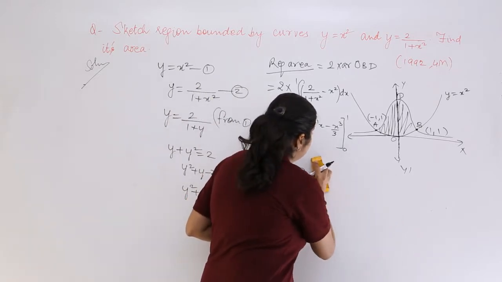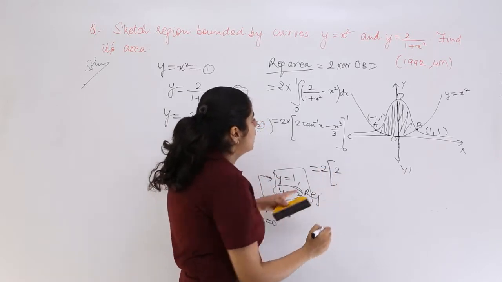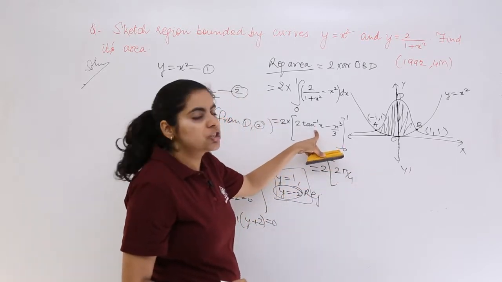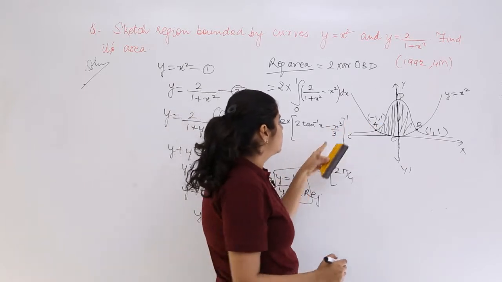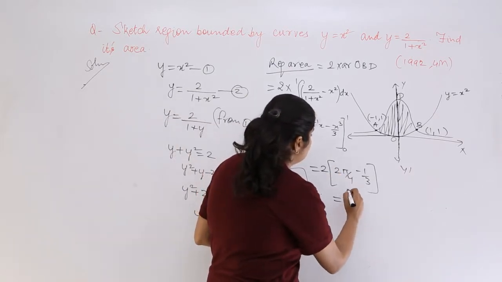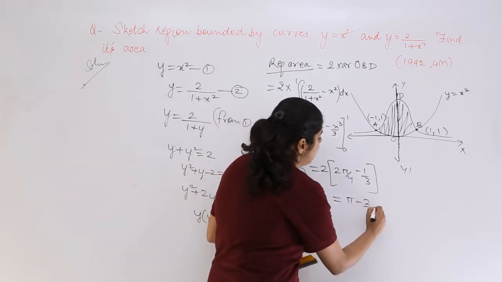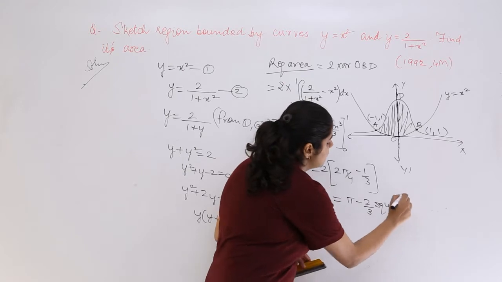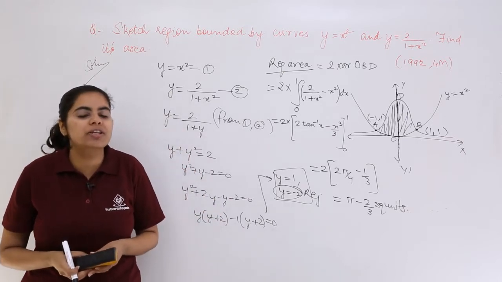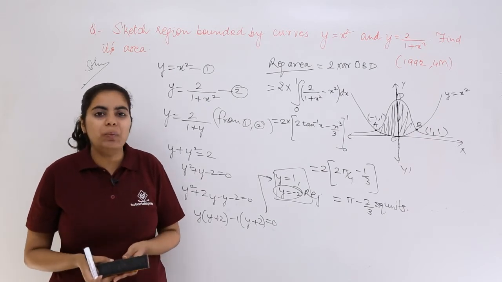Let me move further to the next part of the solution. It becomes 2 multiplied by [2 tan⁻¹(1)]. tan⁻¹(1) is π/4. Put the limit 0, which does not give me anything. Then minus 1/3, and again putting 0 does not give me anything. So what should be the answer? 2 times 2 is 4, which makes it π − 2/3 square units. So the answer should be π − 2/3 square units. How did we do the question? We simply plotted the graph, found the points of intersection and did the required integration.